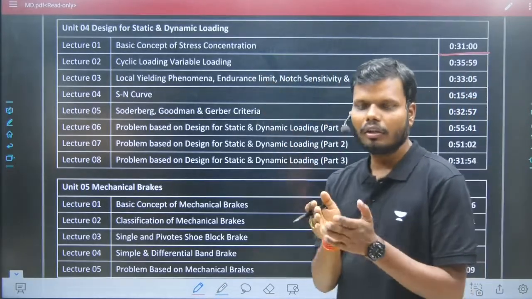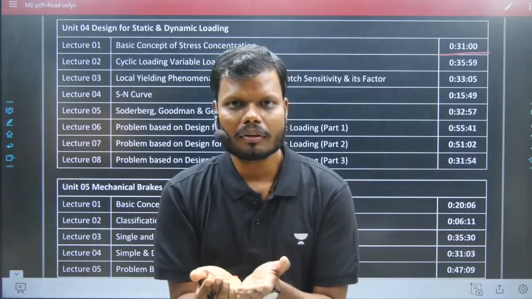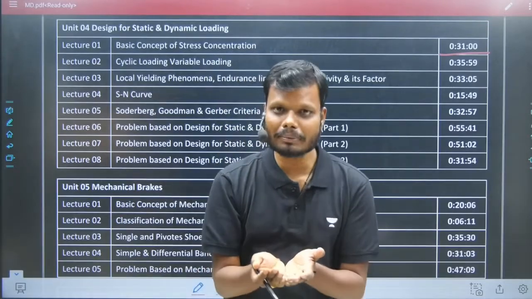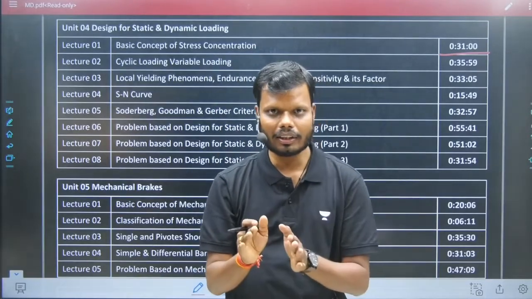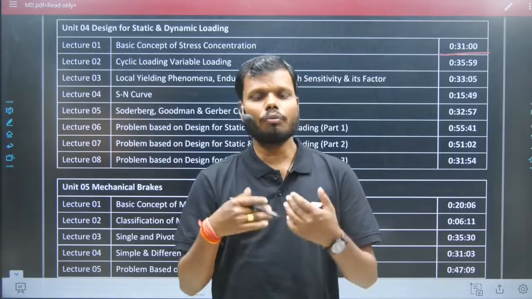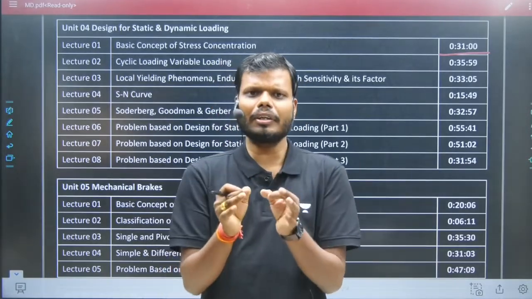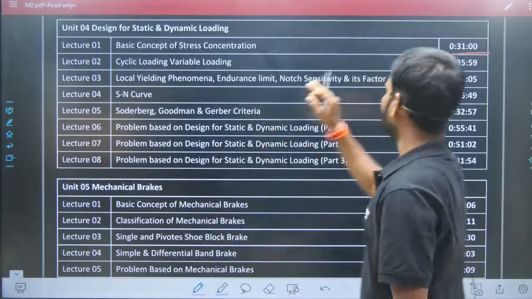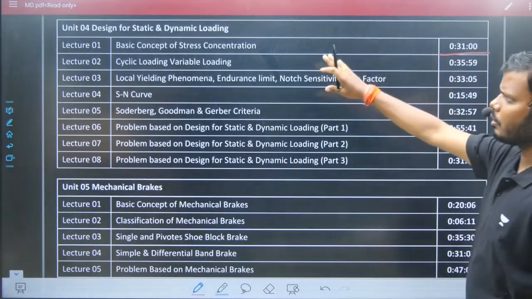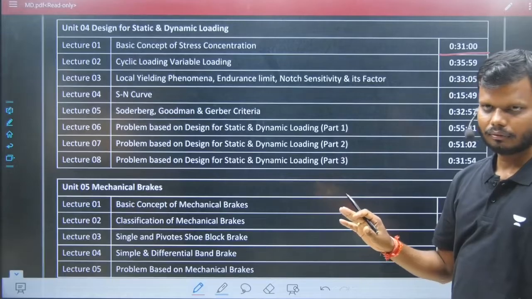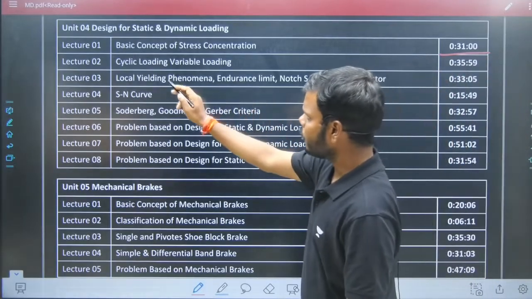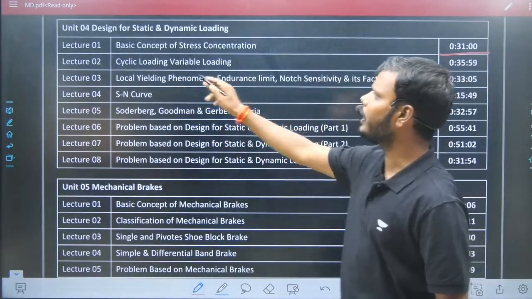What is the stress concentration in a machine element when a notch is present under static loading condition, and what is the stress concentration factor? All these basic fundamental concepts will be covered in 31 minutes in basic concept of stress concentration. Okay. Next, lecture 2, cyclic loading or variable loading.